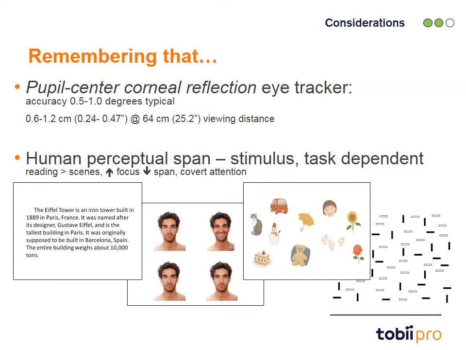The second point is to understand that human perceptual span is strongly stimulus and task dependent, which means that whether you're running a reading study or a visual study that involves a scene, maybe foreground and background, whether you're looking at facial images or cartoons or representations, or in the case of this on the right, which is sort of like a visual pop-out paradigm, the perceptual span would be expected to change and react to the stimulus and task.